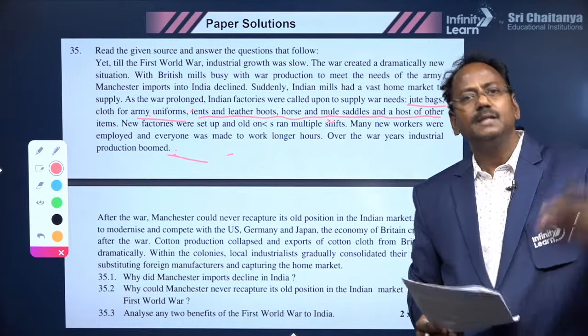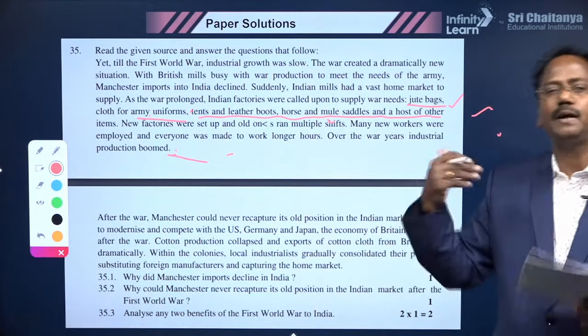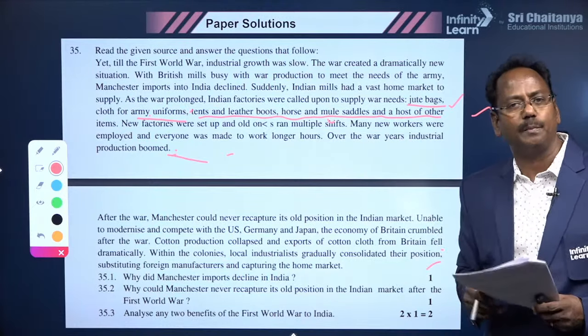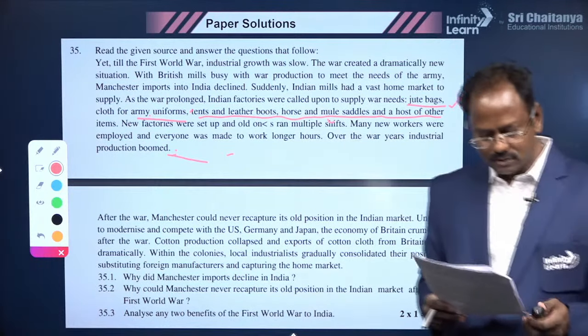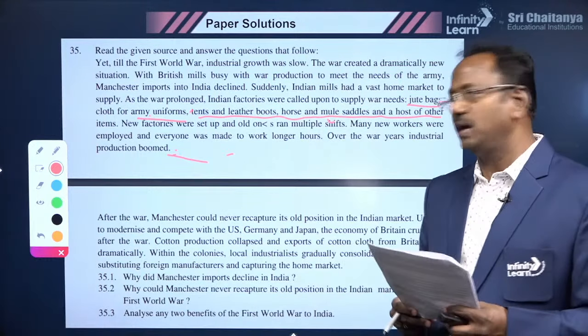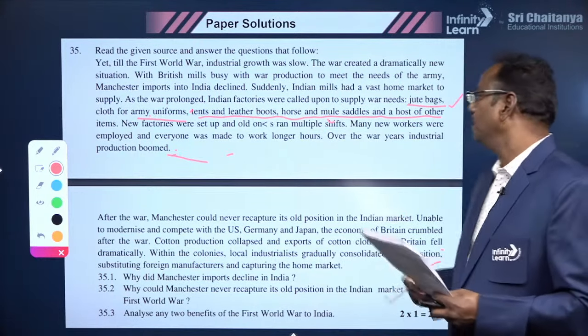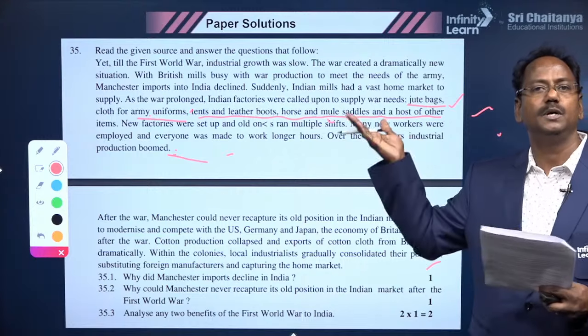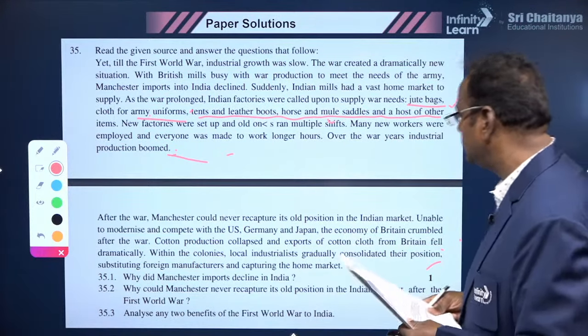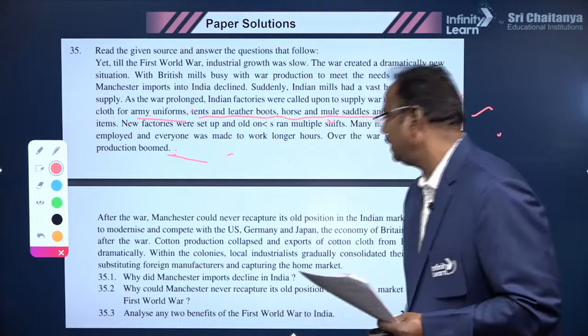On one side, imports from Britain reduced, and on the other side, Indian companies got many orders from the war area and Britain. The supply of products increased, and Indian industries boomed. So during this First World War, this is the first question and its answer. Then the next, second one, 35.2.